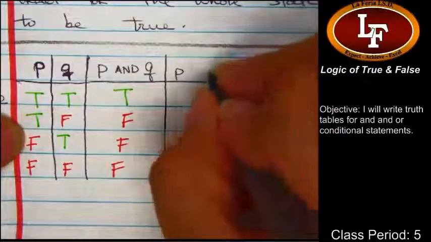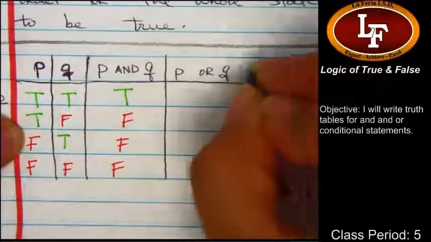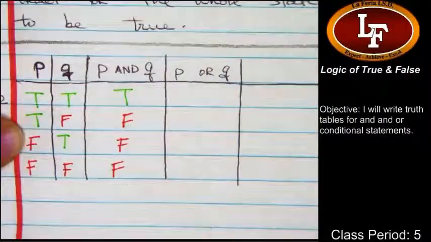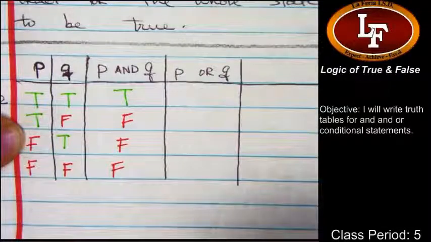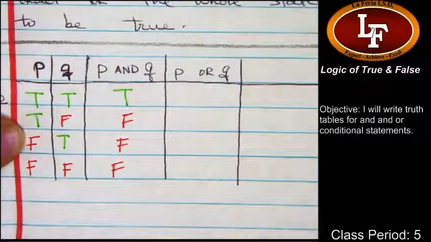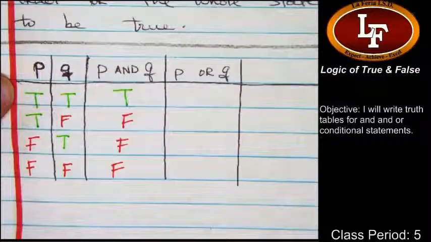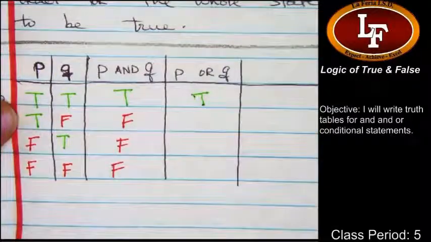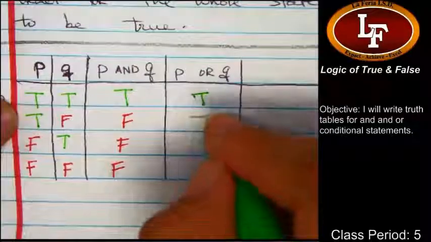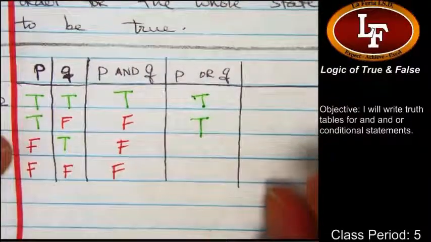All right, let's look at P or Q. How many truths do you need to have in order for P or Q to be true? One or more. You only need one. As soon as you have one, it's true. P is true, Q is true. P or Q is? True. P is true, Q is false. P or Q is? True. As soon as you get that first true, you can even stop thinking.